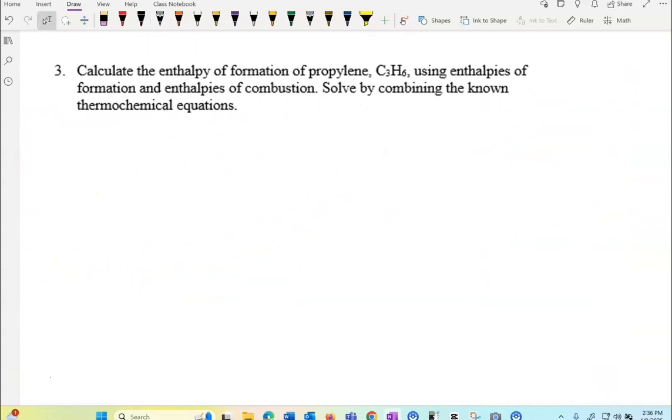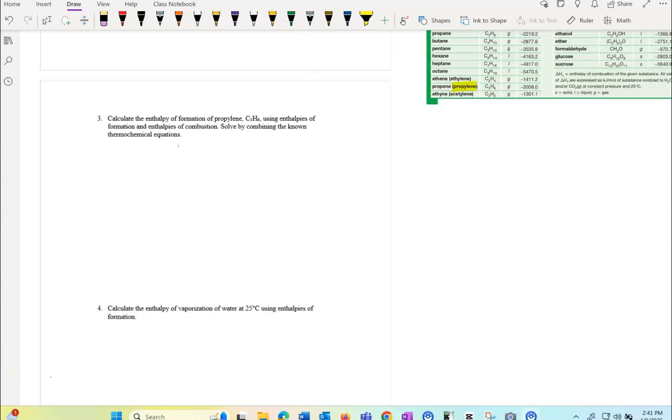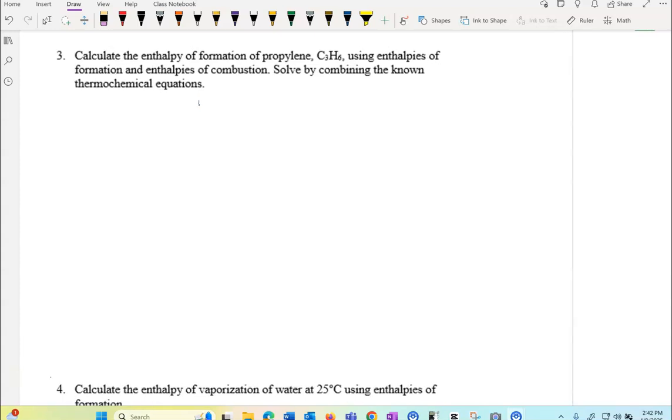All right, let's do this one. You're going to see this one's going to look pretty familiar because we've been using the wrong formula for our propane all day. Okay, so let's do it. We're going to write the heat of formation equation for propylene, C3H6. And we know you're going to need 3 carbons and 6 hydrogens, which we're going to write as 3 H2s. And we're trying to find the heat of formation.